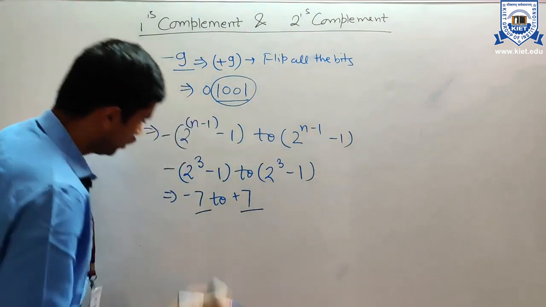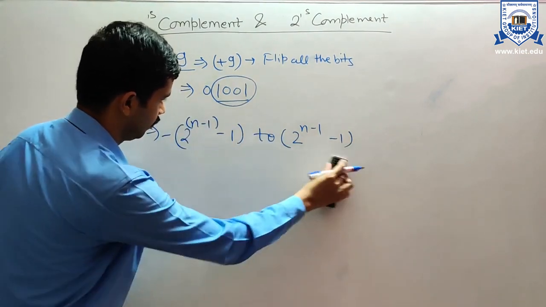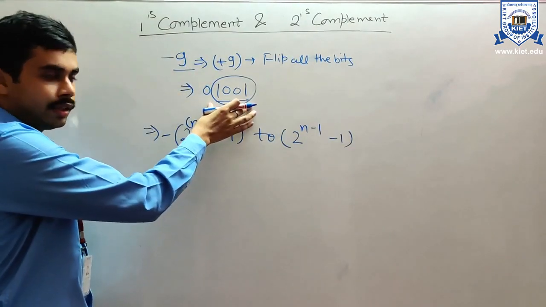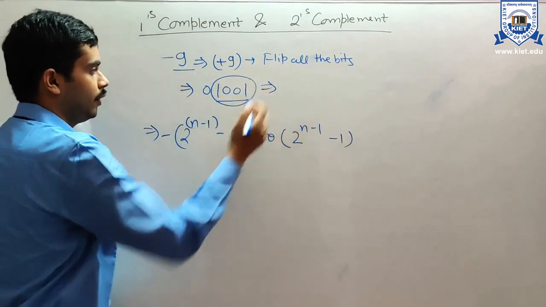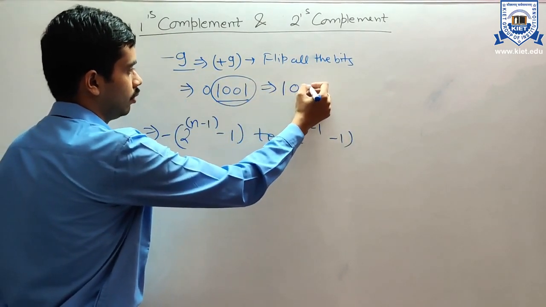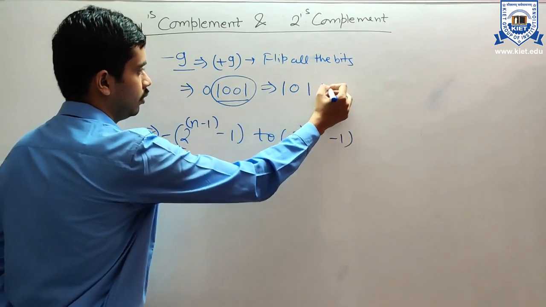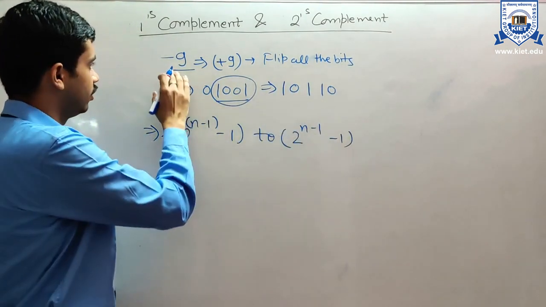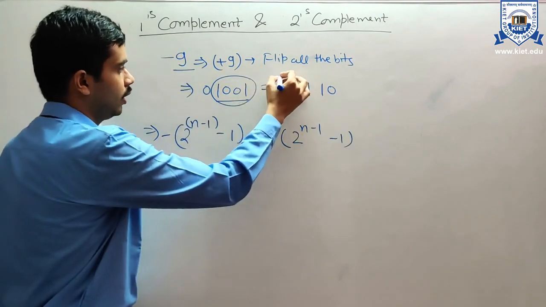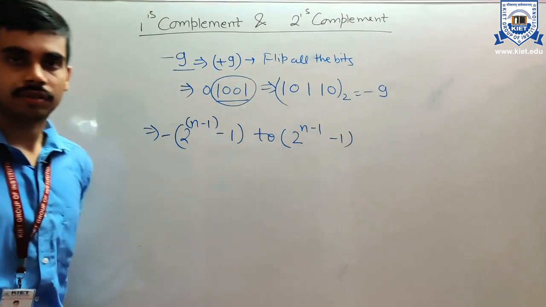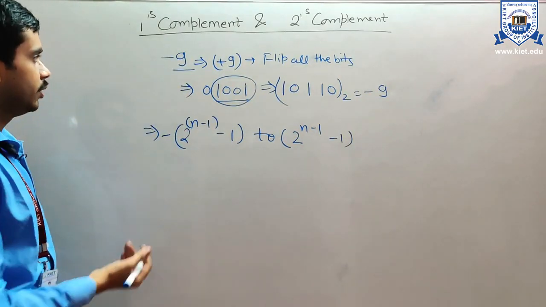So now coming to the question, we are given plus 9. Now we will flip all of its bits. So 1 0 1 1 0. This is the 1's complement representation of minus 9. So it is basically minus 9 in 1's complement representation.